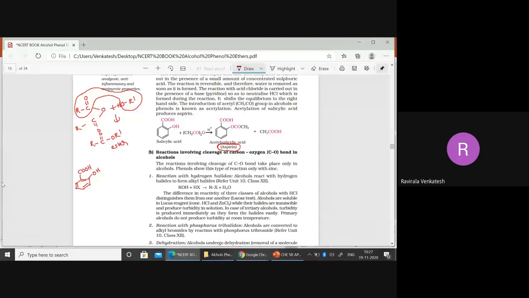So is this phenol or not? Just observe this one. Is this part phenol or not? This part is phenol. Carboxylic acid is there, but anyhow take it as a phenol part because we have to react. Phenol is reacting with what? Acidic anhydride. This is generally called salicylic acid, but it has a phenol part. The name is salicylic acid.